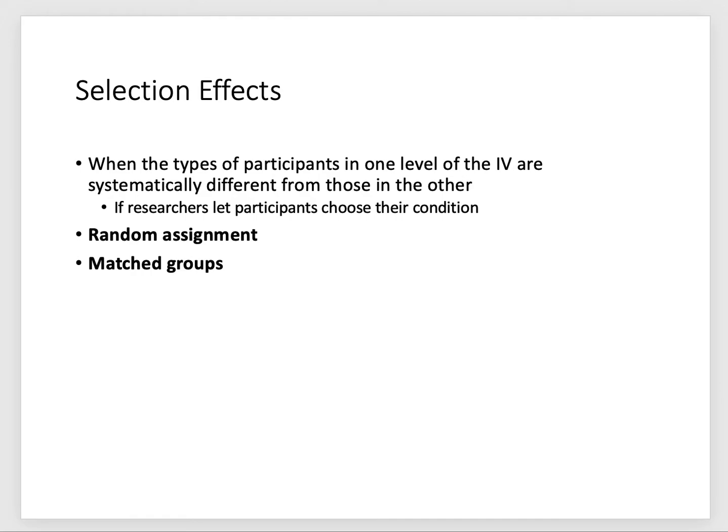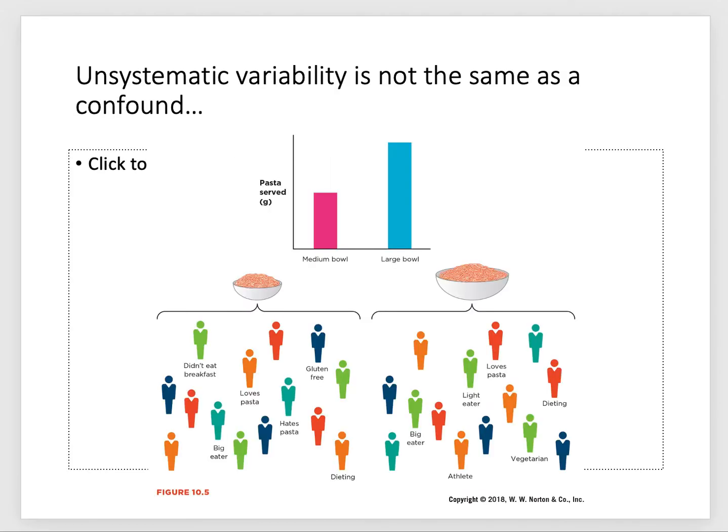All right, a selection effect, we've talked about this a few times already. It means the same thing as it did last week. Basically, a selection effect is when the types of participants in one group or in one level of the independent variable are systematically different from those in the other. Okay, so we can apply a selection effect to this same example. If we let people choose which group they wanted to be a part of, we can end up with a problem, right?